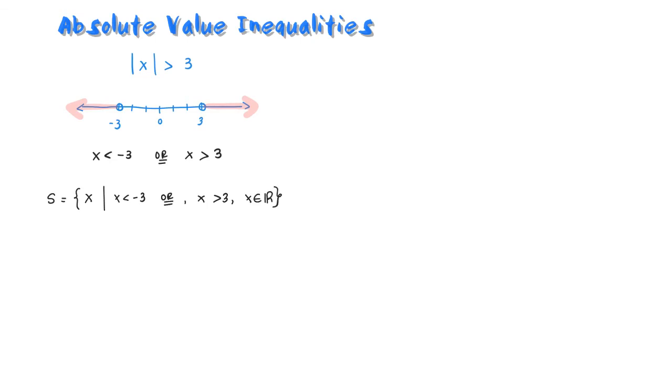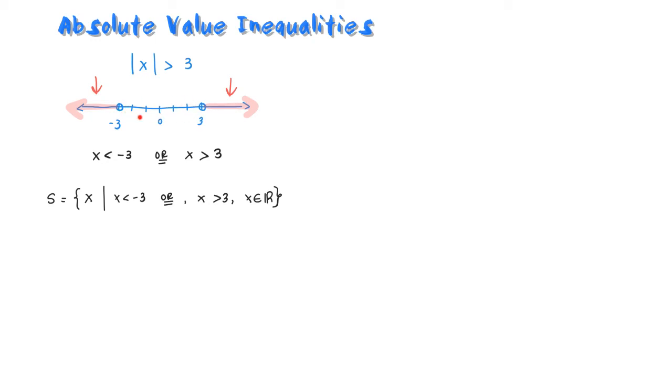a real number. And notice the emphasis on the word or, because you cannot be in these two intervals at the same time. You are either here or you are here. The two intervals are separated. So this is why the word or and not and. And is whenever, let's say, you are here in the middle.